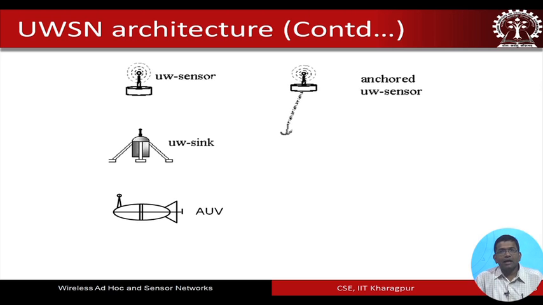And there are anchored underwater sensor nodes which are denoted this way. These nodes are basically acting as anchors, their positions are known, and these positions can be used by the other sensor nodes to localize themselves if their positions are not known. I am going to show you some of these architectures, and in those architectures these labels are used.